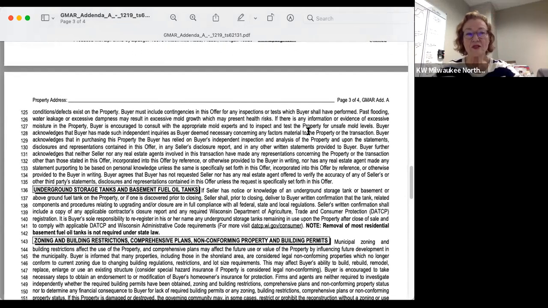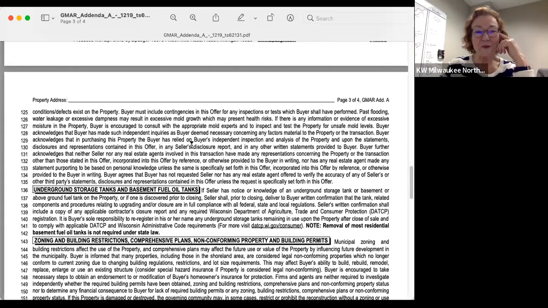Buyer must include contingencies in this offer for any inspections or tests which buyer shall have performed. And this is really critical to read, especially in what we've been going through. Past flooding, water leakage, excessive damages may result in excessive mold growth, which may present health risks. If there's any information or evidence of excessive moisture in the property, buyer is encouraged to consult with appropriate mold experts and to inspect and to test for unsafe mold levels.